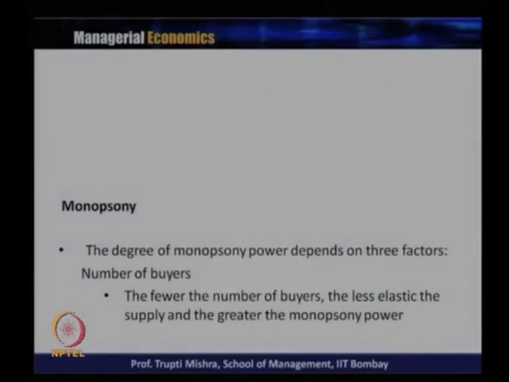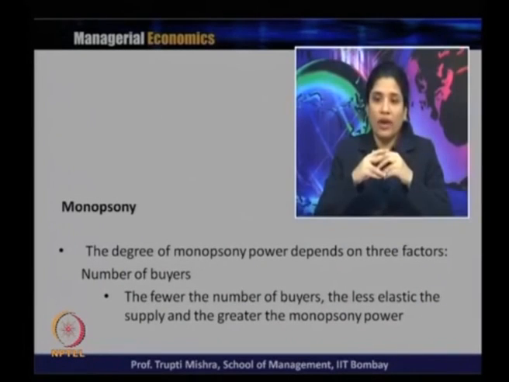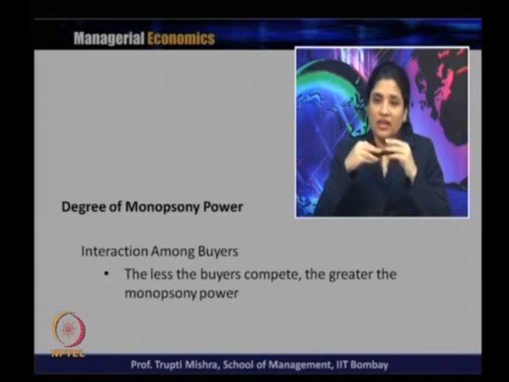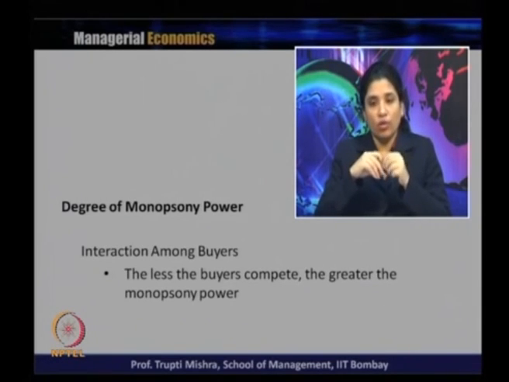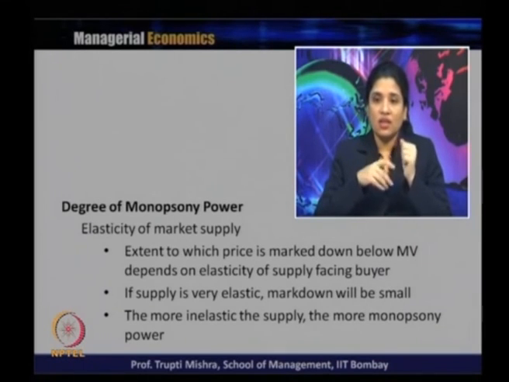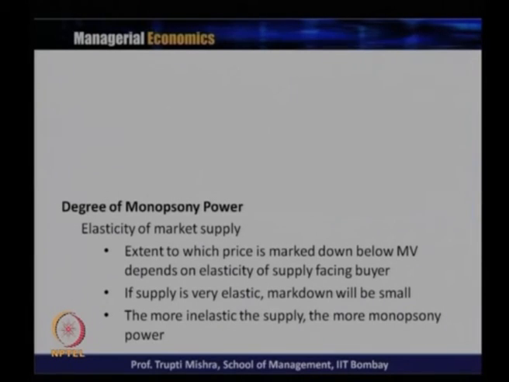Now, on what factors does the degree of monopsony power generally depend? First is the number of buyers. The fewer the number of buyers, the less elastic the supply and the greater the monopsony power. Second is interaction among the buyers: the less the buyers compete, the greater the monopsony power. Third is the elasticity of market supply. The extent to which the price is marked down below the MB depends upon the elasticity of supply facing the buyer. If the supply is very elastic, the markdown will be small. The more elastic the supply, the less the monopsony power.